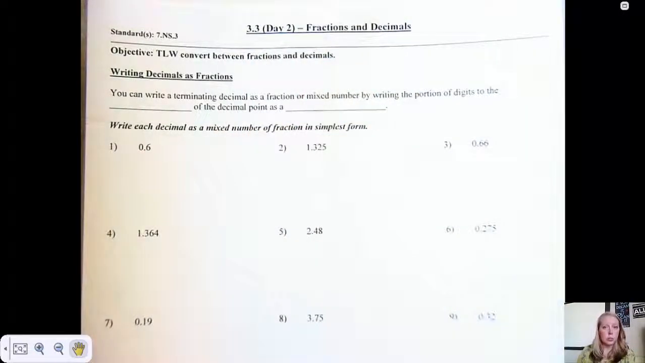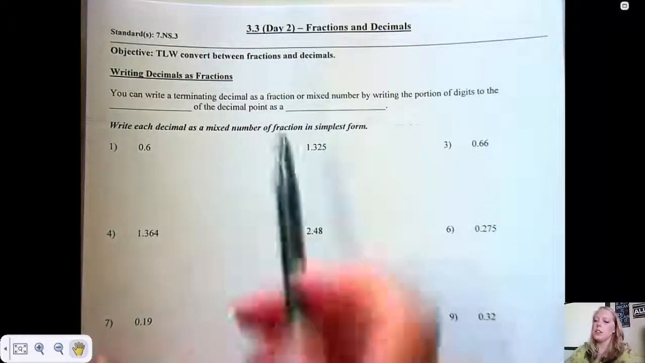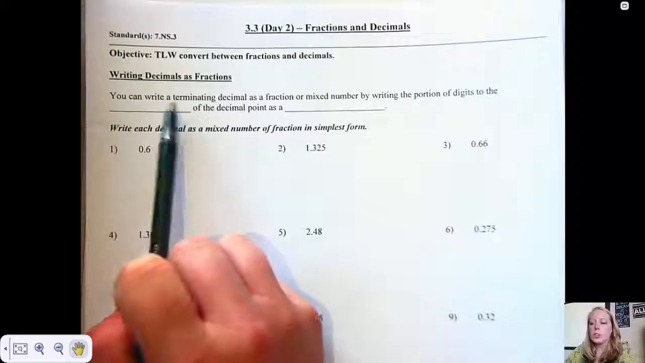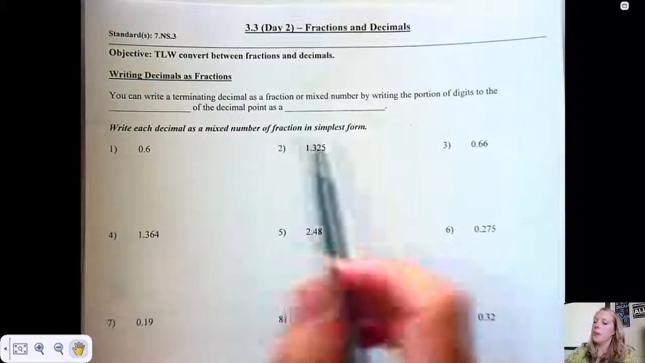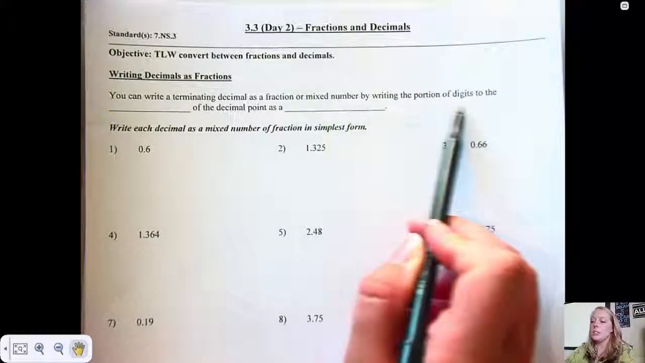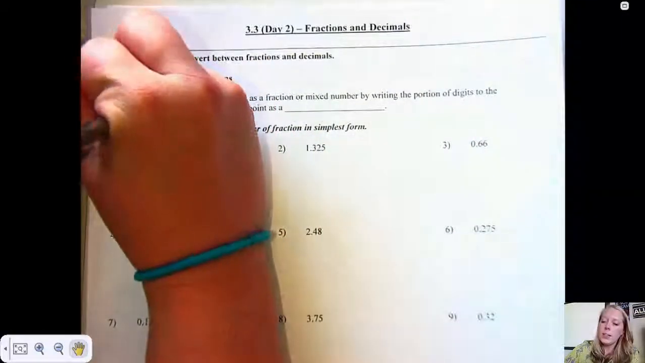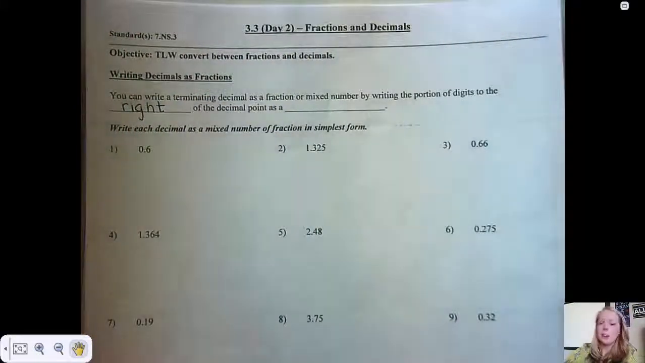3.3 day 2 is taking decimals and turning them into fractions. Okay, let's go ahead and fill this little sentence out up here. You can write a terminating decimal, remember terminating means it stops, as a fraction or mixed number by writing the portion of the digits to the right of the decimal as a fraction.